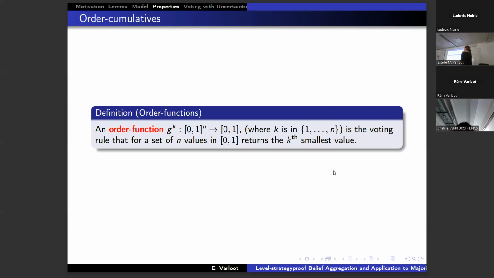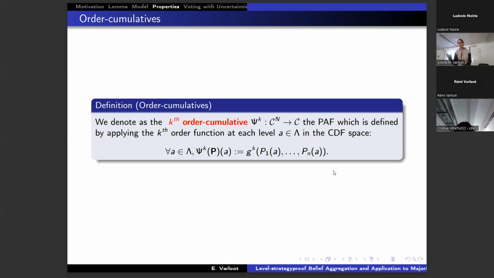And so these are what are known as the order cumulatives. Order cumulatives are situations where you typically take the median, or the lowest value with a value. So you're going to consider at each threshold what is the lowest vote for that threshold, and that would be the outcome for the lowest order cumulative. So everything that is anonymous, certainty preserving, probability preserving, and level strategy proof has to be one of the order cumulatives.